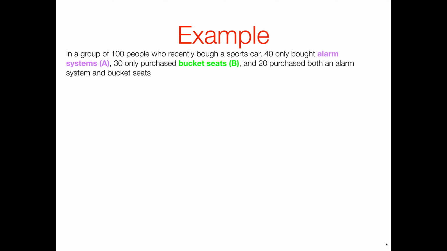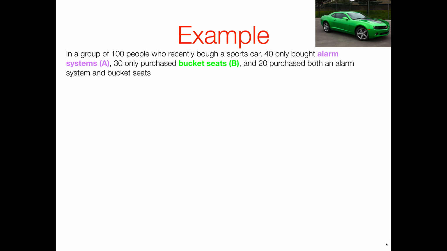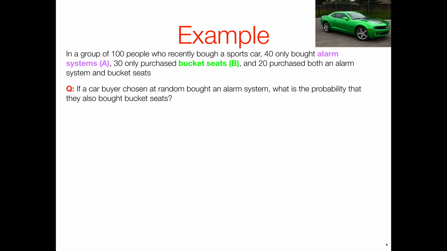So we've got an example here to deal with conditional probabilities. In a group of 100 people who recently bought a sports car, 40 of them only bought an alarm system. We're going to call that A, and we're going to make things purple. 30 of them only purchased bucket seats. That's going to be a green B, and 20 purchased both an alarm system and bucket seats. So if a car buyer chosen at random bought an alarm system, what is the probability that they also bought bucket seats? We'll make a Venn diagram.